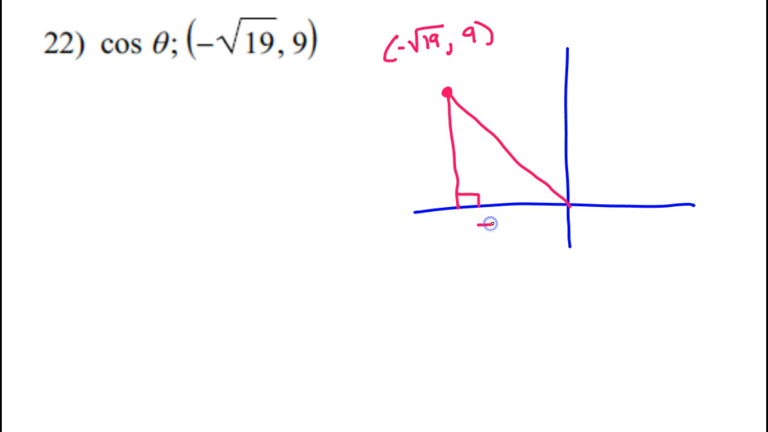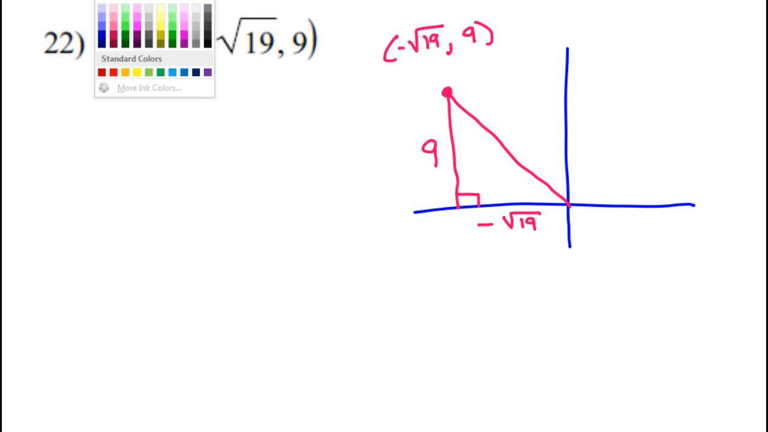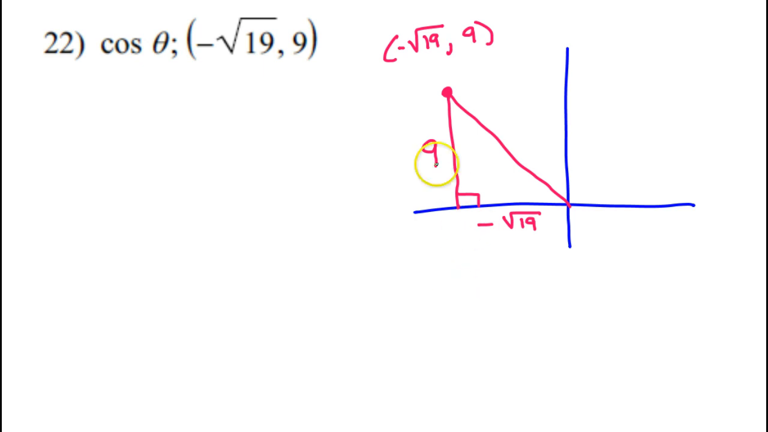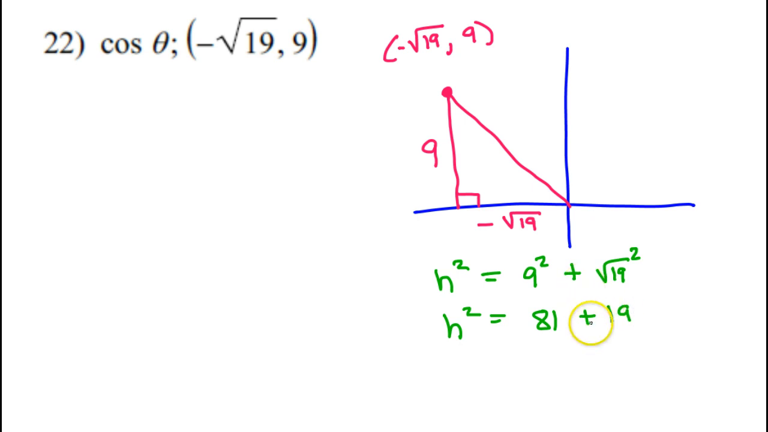The x value represents this side of the triangle. The y value is the height of the triangle, so we have this. Now cosine involves the hypotenuse, so we need to figure out what the hypotenuse is. So let's use the Pythagorean Theorem. When I do this part, I'm going to ignore the signs. So the hypotenuse squared is going to equal leg squared plus leg squared. So that's 81 plus 19. So the hypotenuse squared is equal to 100. So the hypotenuse is 10 when you take the square root.